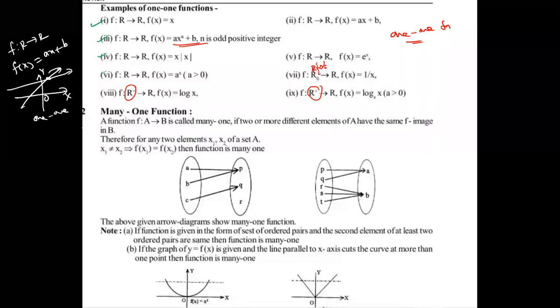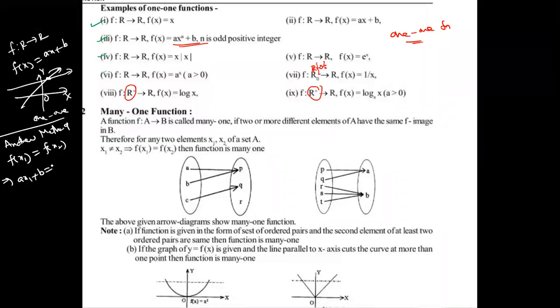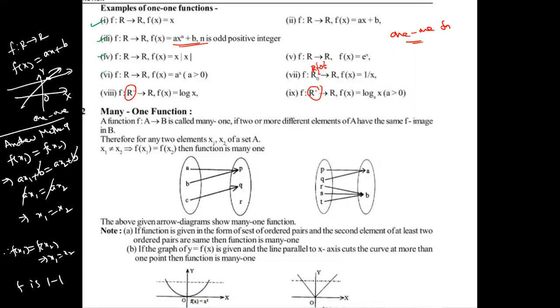What is another method? Another method: I'm taking f of x1 is equal to f of x2. ax1 plus b is equal to ax2 plus b. b cancels, ax1 is equal to ax2. a cancels, x1 is equal to x2. So therefore, what is the meaning? f is one-one.